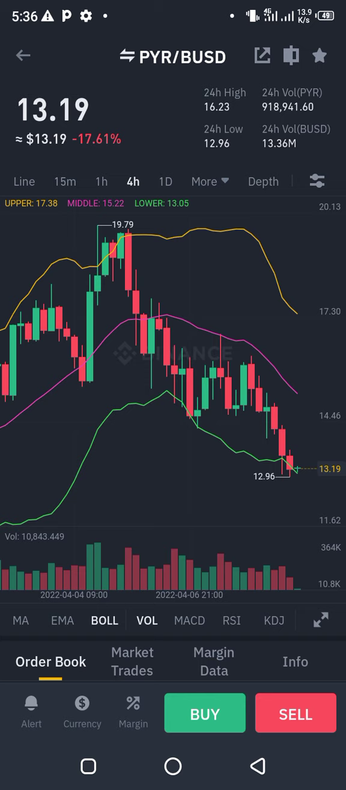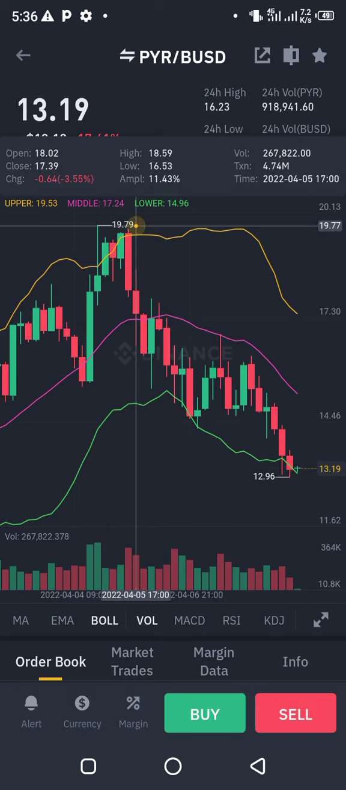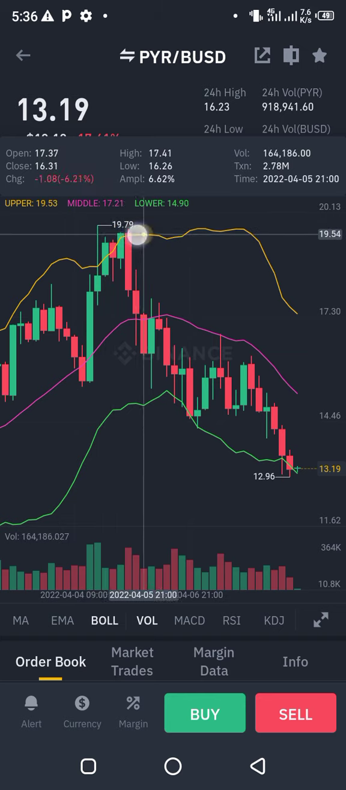Good. Now we've seen this, and this is a higher time frame. We have 4 hours. Now at this particular point here, watch my mouse clearly. At this particular region, you can see that this is where this coin started dumping from.